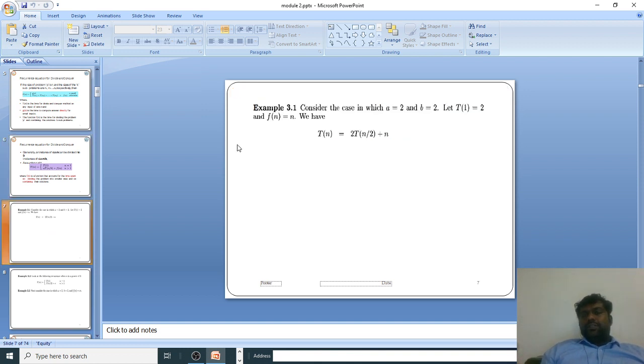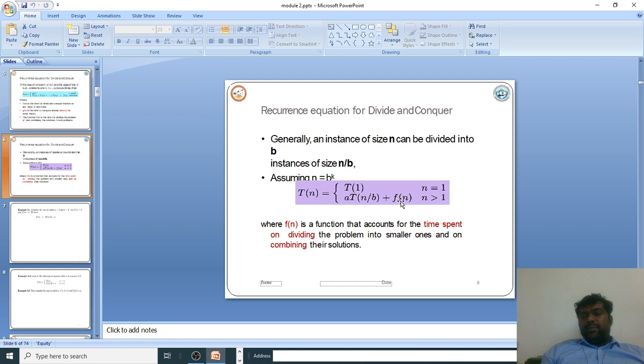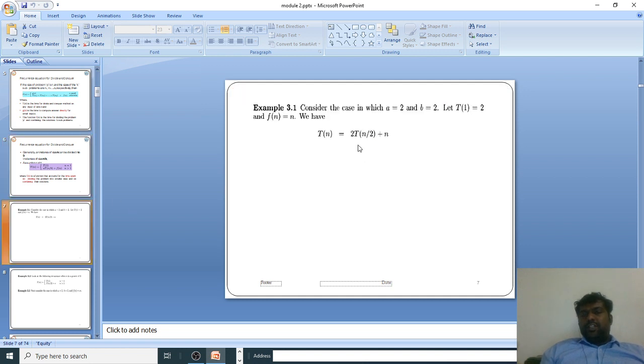Now this is considered the case in which a value is 2, that is, here we say T of n by b plus f of n. So what is the value of a? The value of a is 2, b is 2. Now how to go about that? If T of 1 is 2, f of n is n. Then how to go about that?